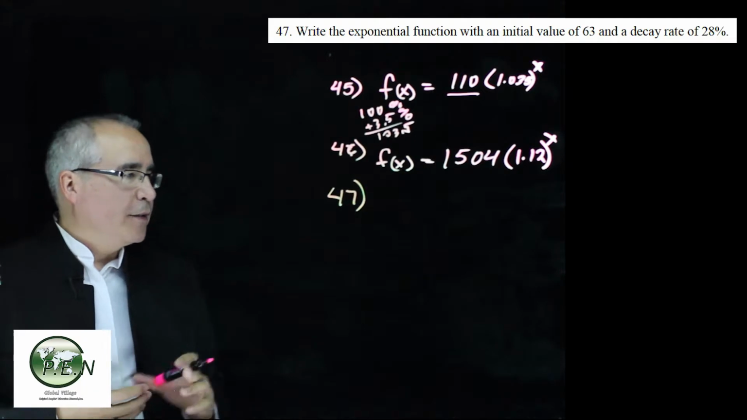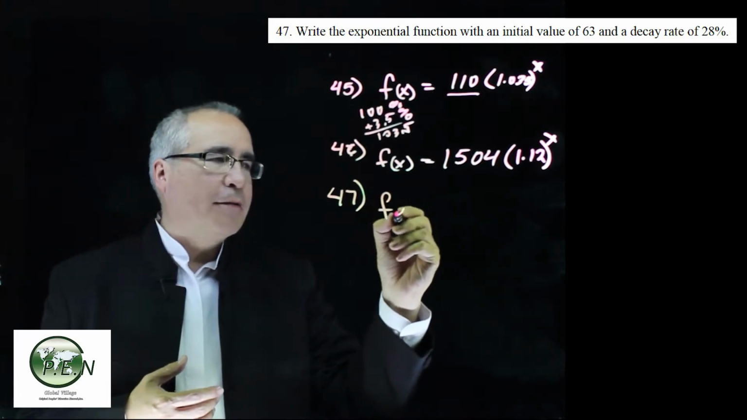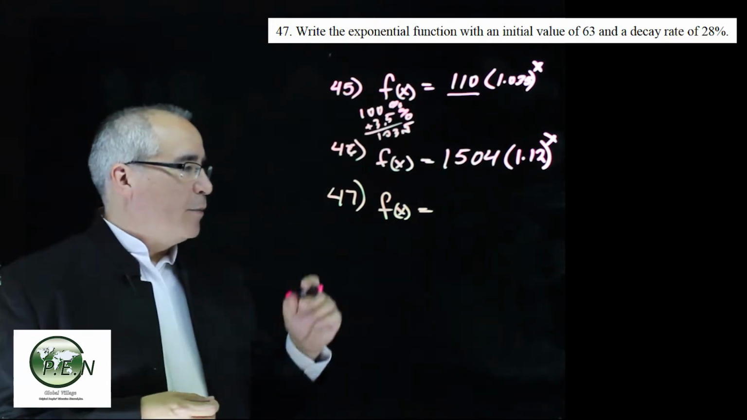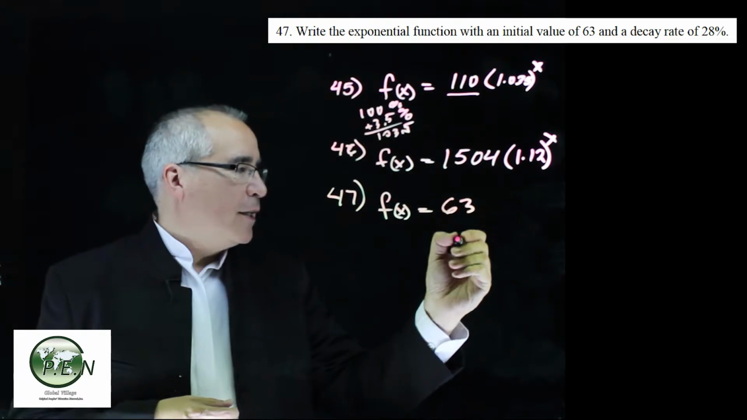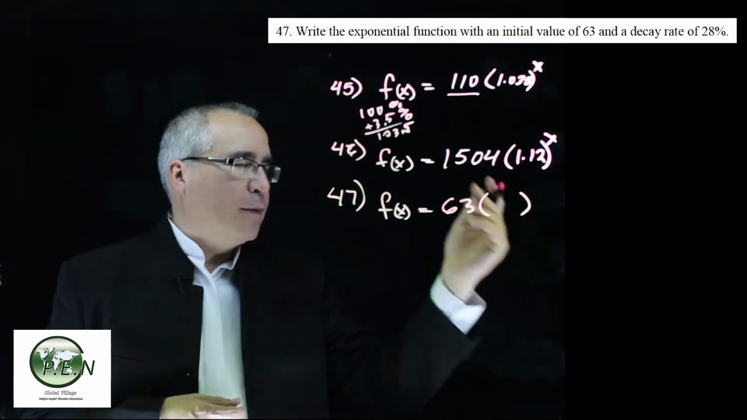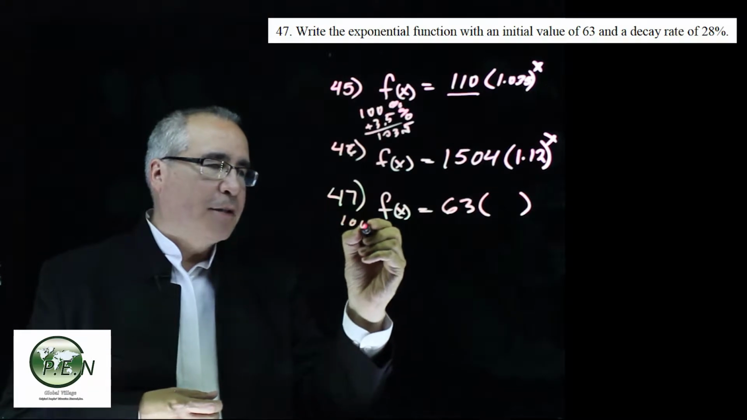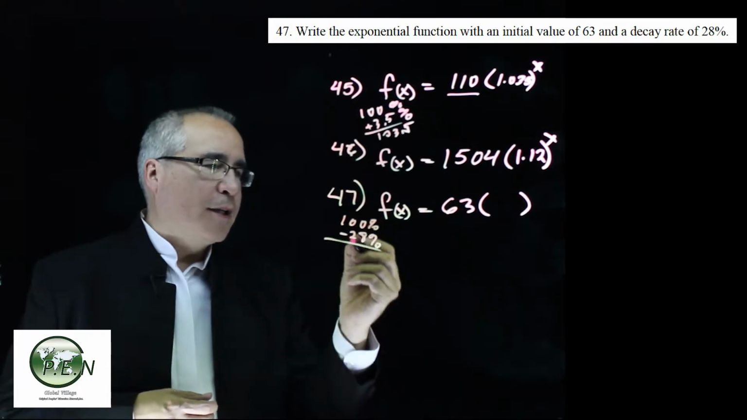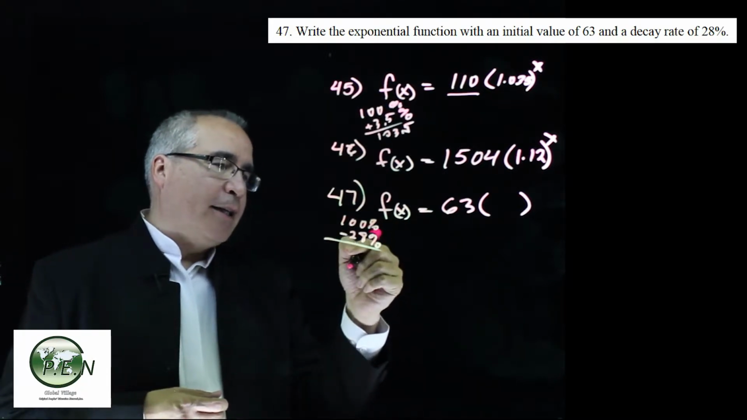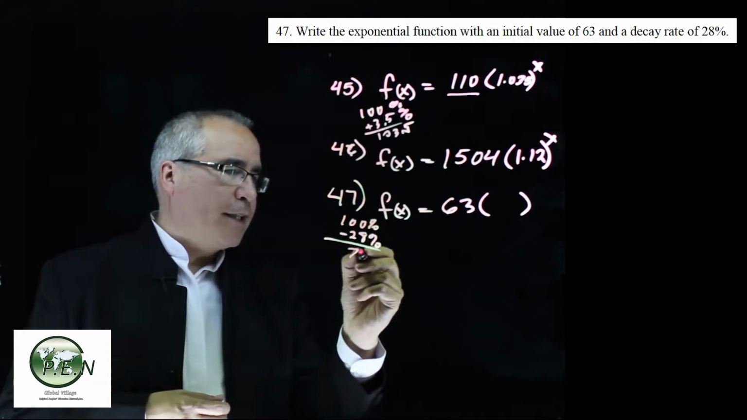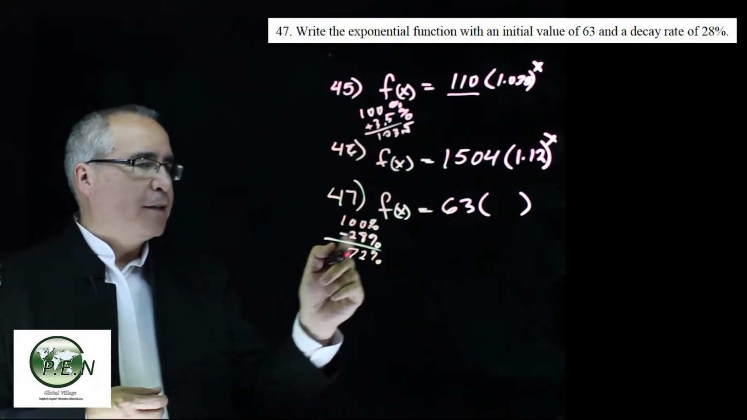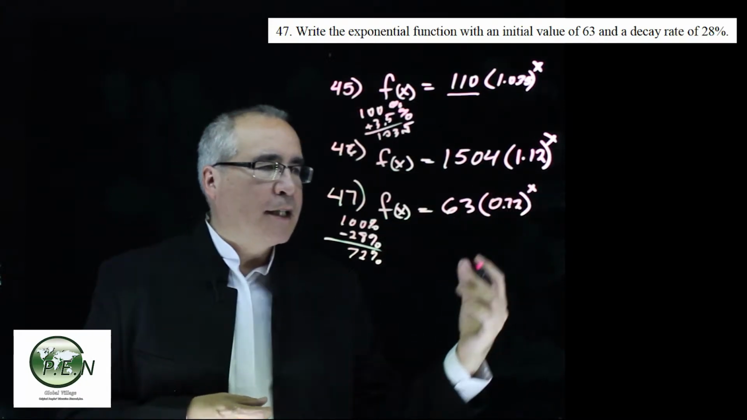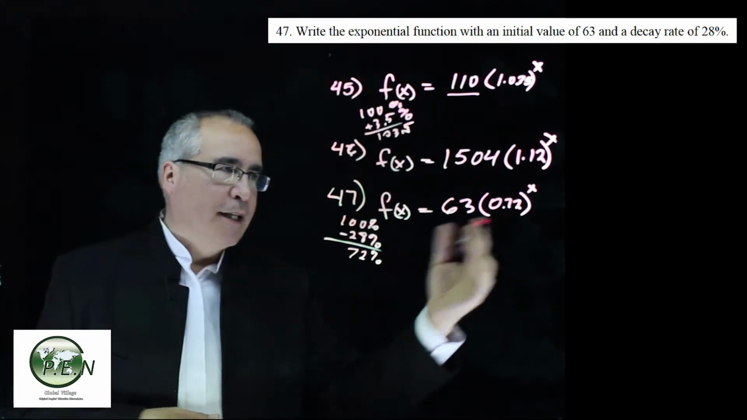47. Let's read through this. Another exponential function. So we go with f of x. We could go with g of x if you get tired of f of x. Why not? We've got an initial value of 63, and this time we have a decay rate. We are losing value. We start with 100%, we're losing 28%. So we're only going to get back 72%. So as a factor, divide by 100, that's 0.72. There's our exponent for how many years we have that loss, and there's our function.